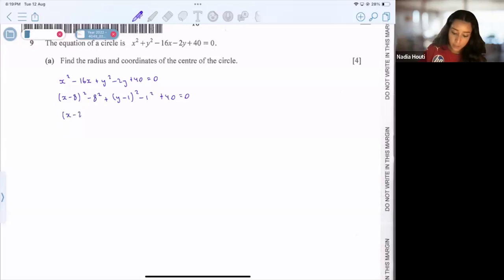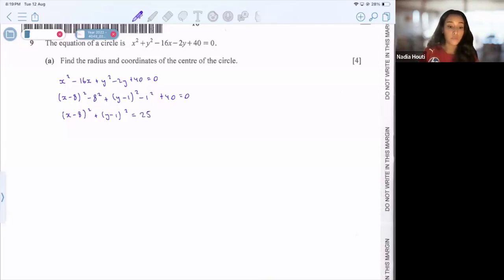So x minus 8 whole thing squared plus y minus 1 whole thing squared. When you combine the constants together, you'll get negative 25. But we're going to shift that to the right-hand side of the equation, so it will become positive 25. So this is the factorized form for the equation of a circle. From here, you can see the center of the circle will be at (8, 1), and the radius is just the square root of the right-hand side. So it's just 5.